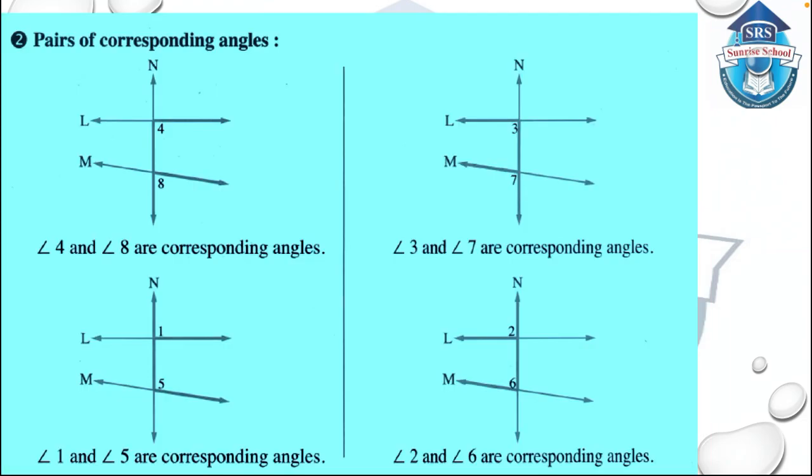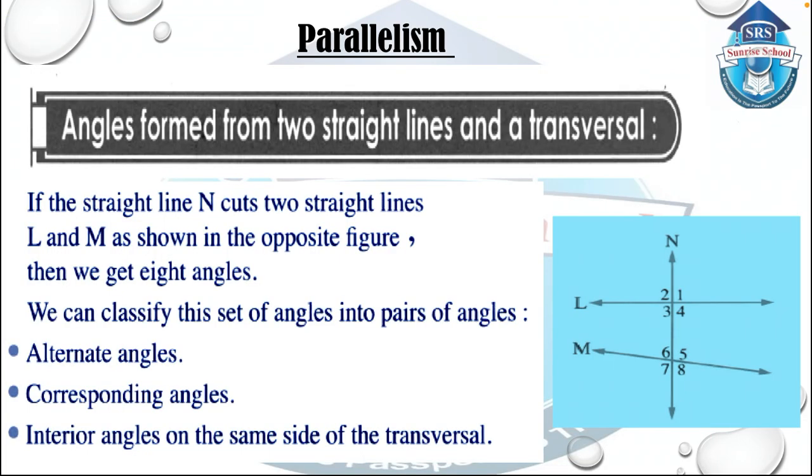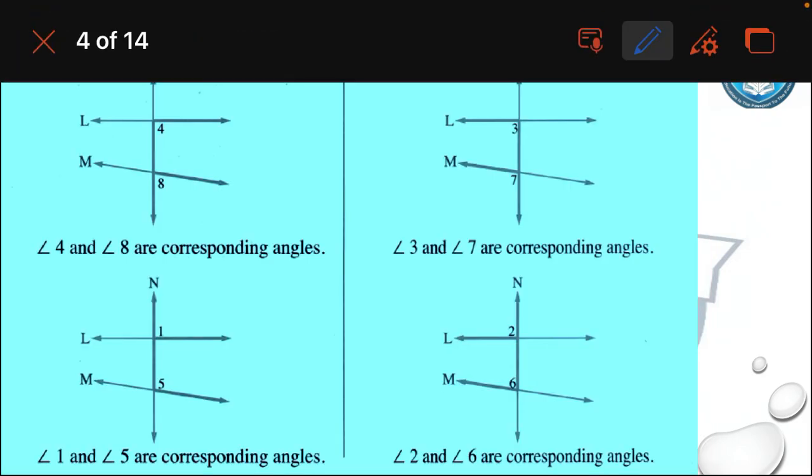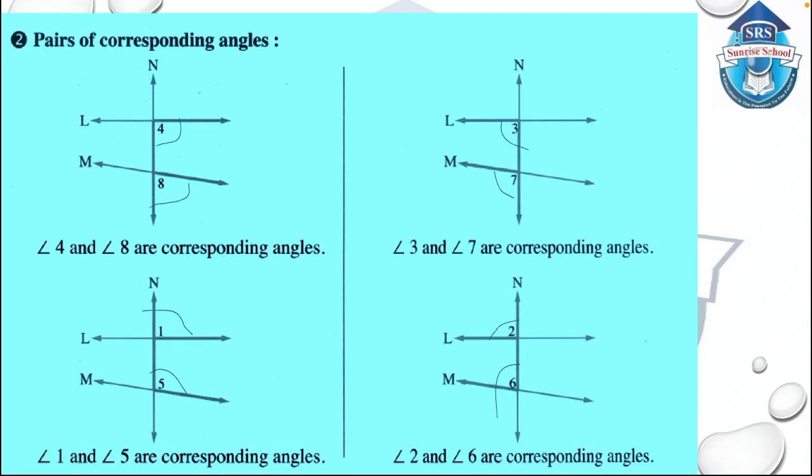Let's see the corresponding angles. We have here 4 pairs. Each pair is on the same side. Here at the right we have 4 and 8, 1 and 5. At the left we have 3 and 7, 2 and 6. So the corresponding angles are on the same side, left or right.